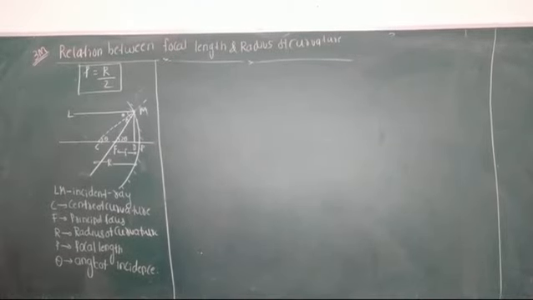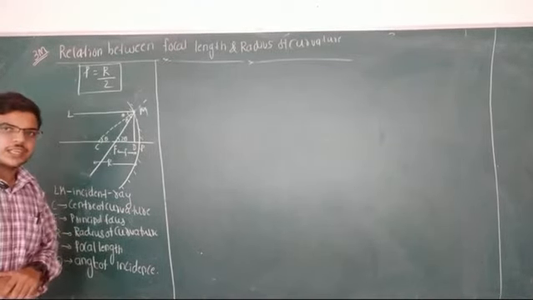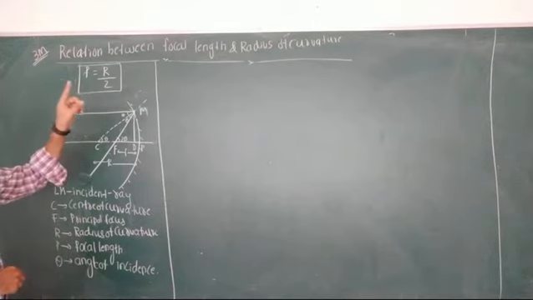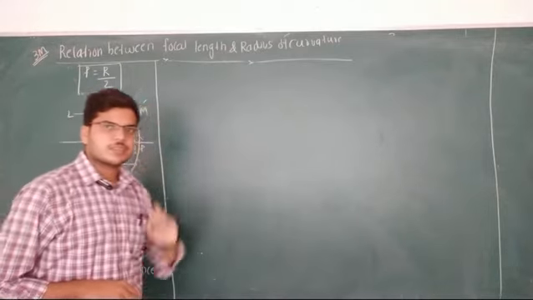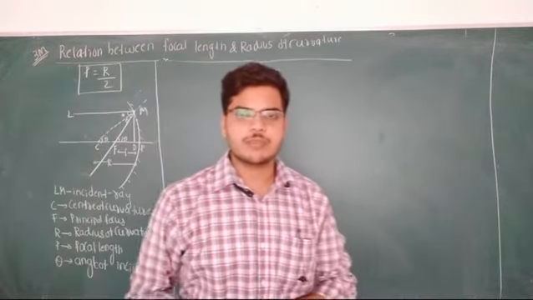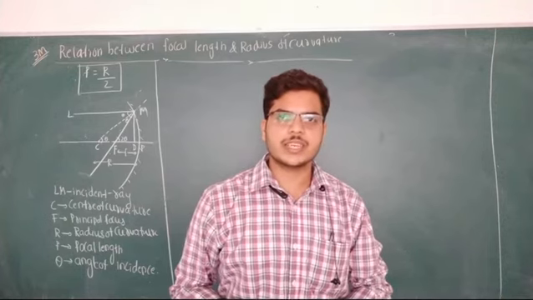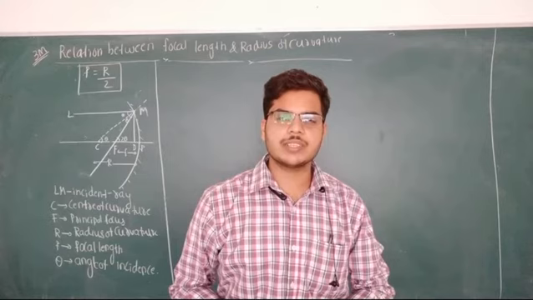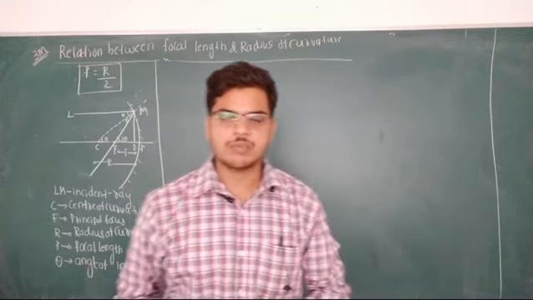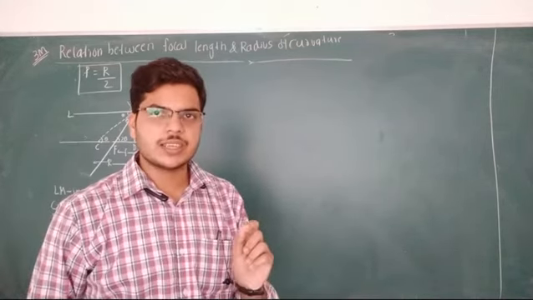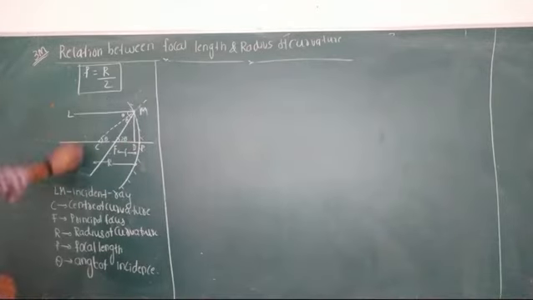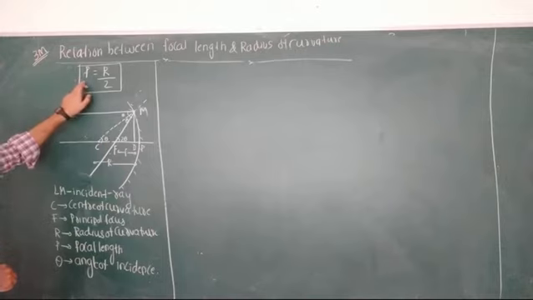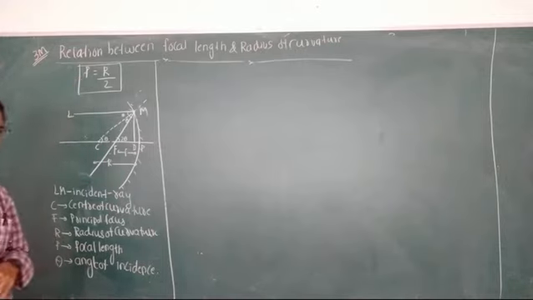Now, a 3 mark very important question: the relation between focal length and radius of curvature in the case of a concave mirror. Now we have to find what relation there is between the focal length and the radius of curvature of the concave mirror. Or in the examination they may ask to show that f is equal to r by 2. f is the focal length, r is the radius of curvature.